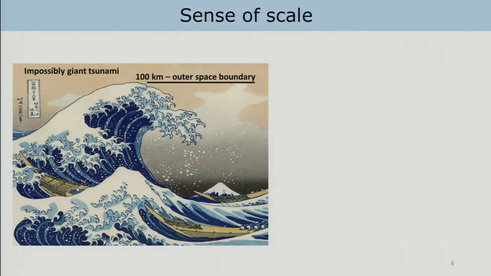And just for a sense of scale, this is an impossibly giant tsunami. It's about 100 kilometers high, just on the outer boundary, space boundary. And the dike is about a global warming proof dike. I think 10 meters should be sufficient. And that's pretty much it. It seems unrealistic, but that's kind of how it goes. You take water, you flow it, and these tiny dikes are indeed steering big waves.